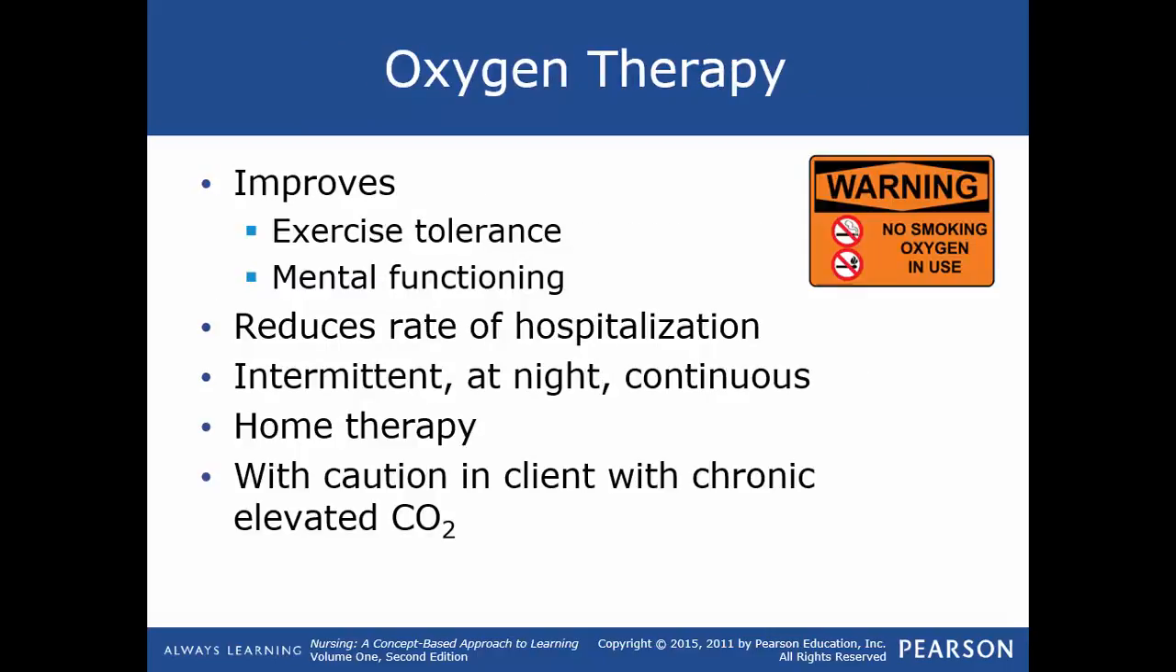All right, looking at oxygen therapy. It helps improve exercise tolerance and mental functioning. It also helps to increase their quality of life. Oxygen therapy reduces the rate of hospitalization and increases the length of survival. Oxygen may be used intermittently at night or continuously. Patients that have severe hypoxemia benefit the most from continuous use of oxygen therapy. Oxygen therapy can be used at home.